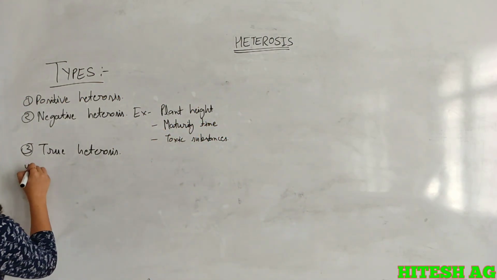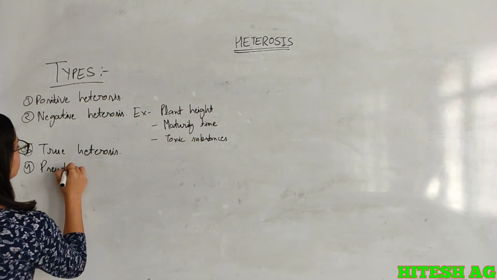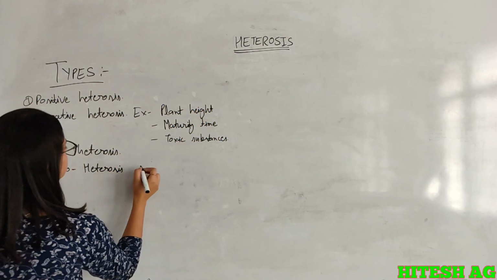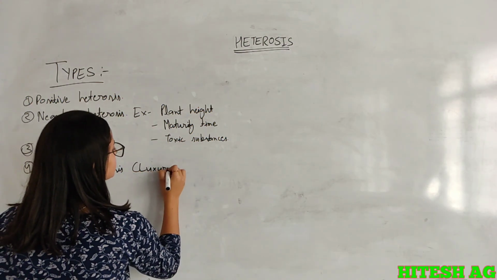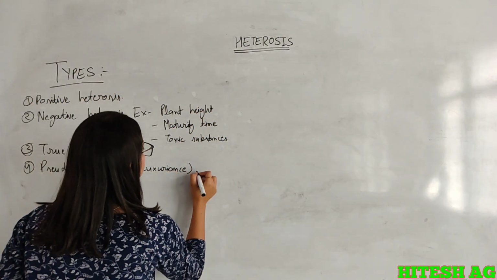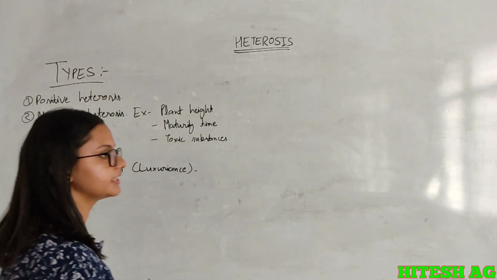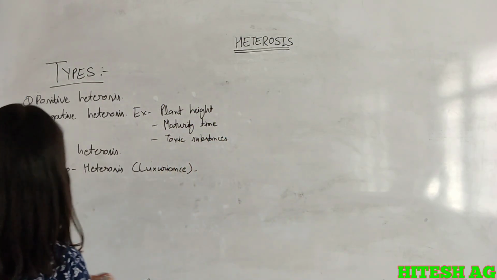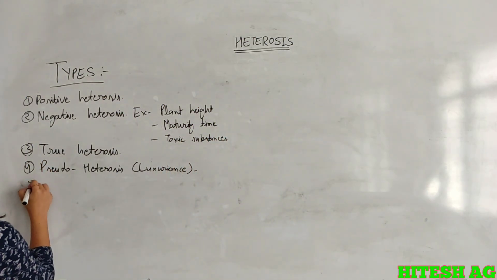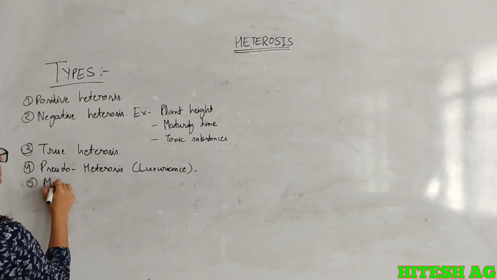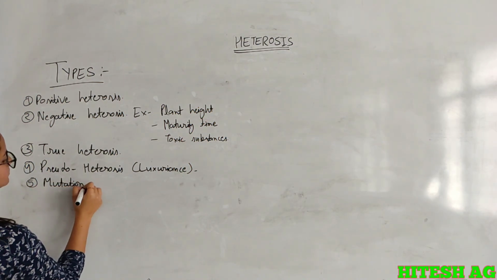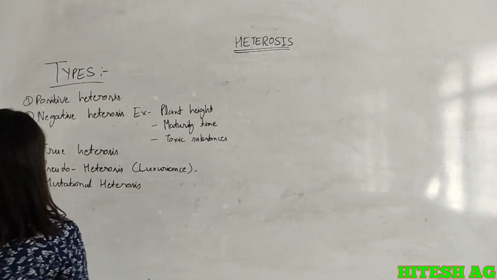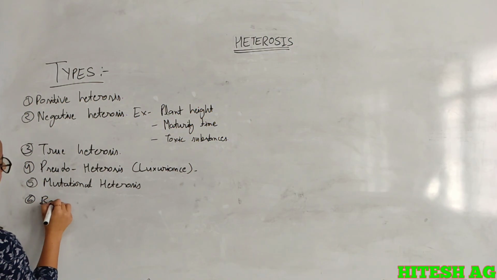And the fourth one is pseudo heterosis, which I also explained earlier. In the case of luxuriance, it is also called luxuriance, which is the increase in fitness or size in interspecific hybrids. So these are all the types. And the fifth one is mutational heterosis, and sixth is balanced heterosis.